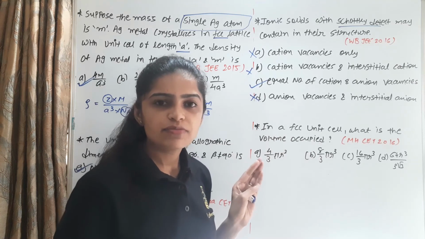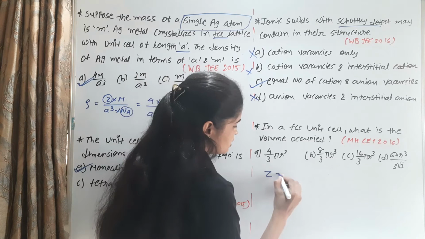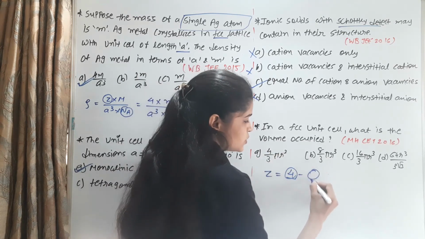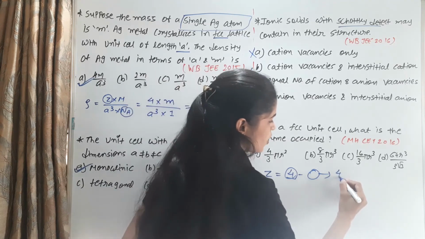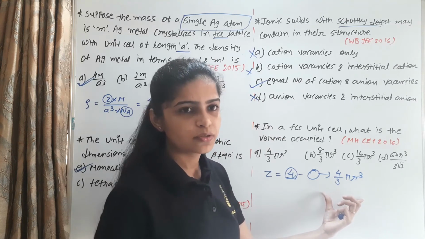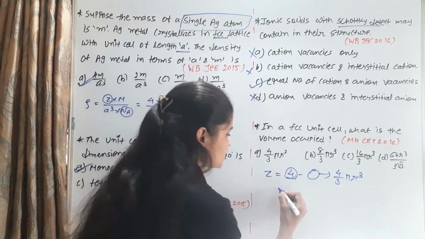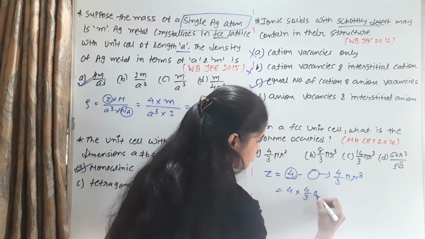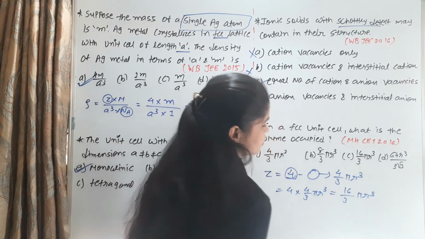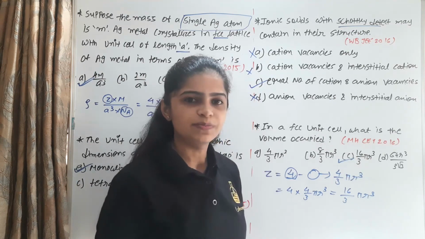Next, in an FCC unit cell, what is the volume occupied? We know that in FCC the number of atoms per unit cell is equal to 4. The shape is a sphere, so sphere volume is 4 by 3 pi r cube. One sphere volume is 4 by 3 pi r cube, so total 4 atoms are present. So 4 multiplied by 4 by 3 pi r cube is 16 by 3 pi r cube. So in this question, the right answer is 16 by 3 pi r cube.